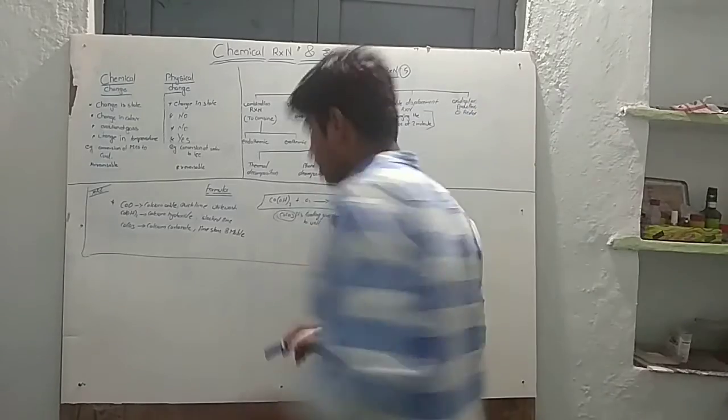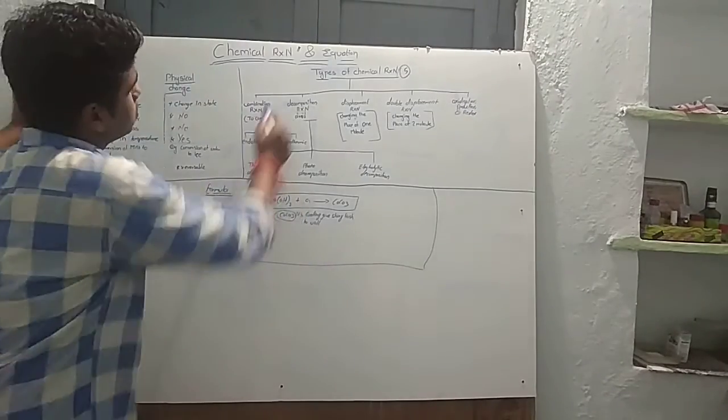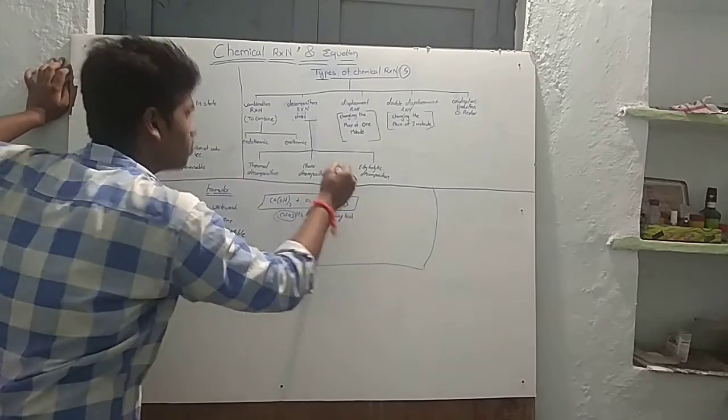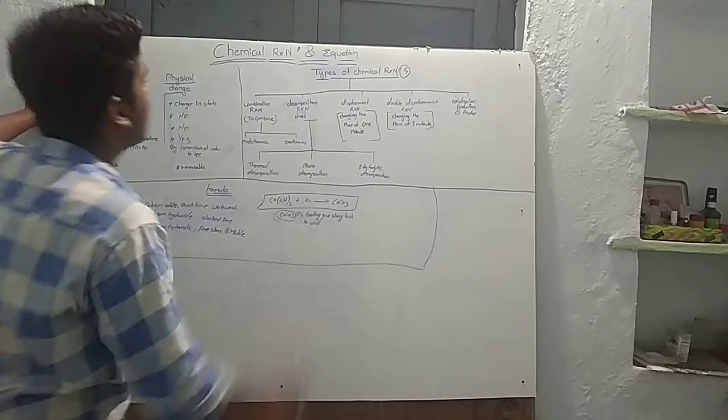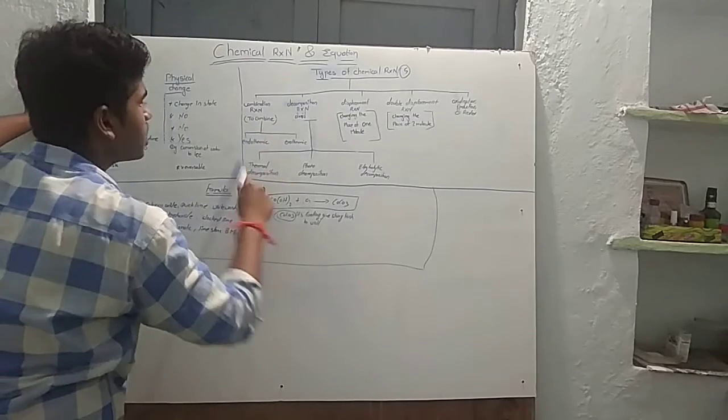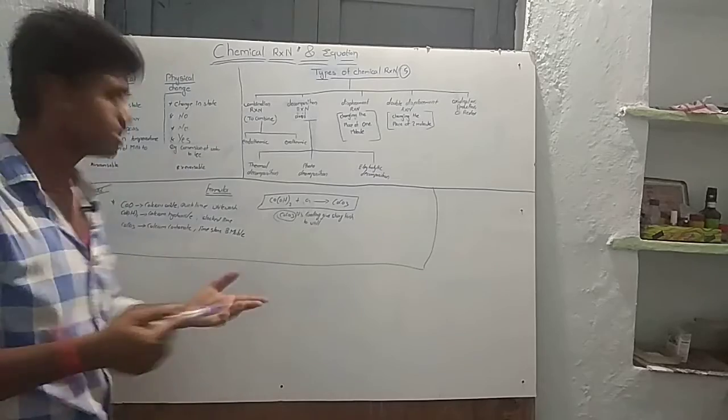There are three types of combination reaction. There are three types of decomposition reaction, that are thermal decomposition, photo decomposition, electrolytic decomposition. And then there are also two types of combination reaction, that are exothermic and endothermic. What are they, we will see in the next video.